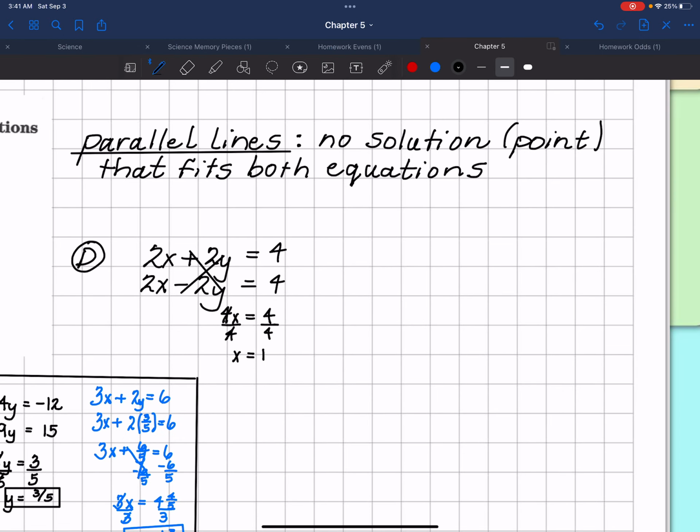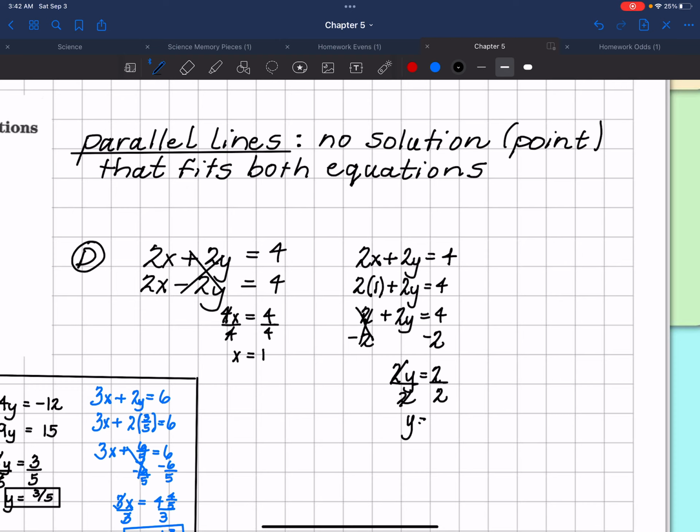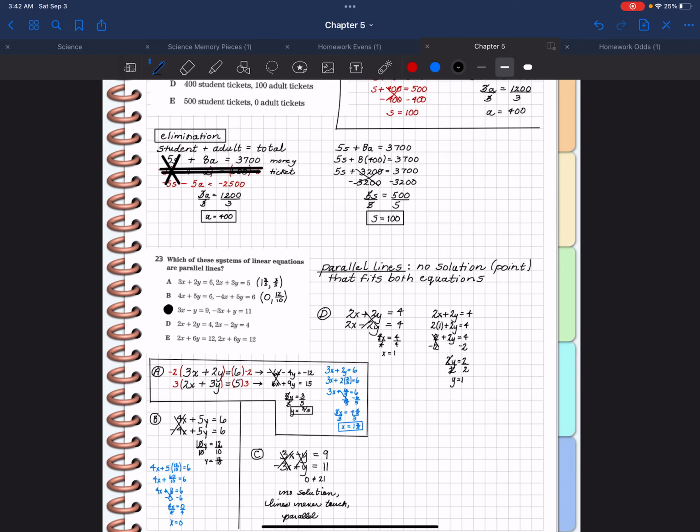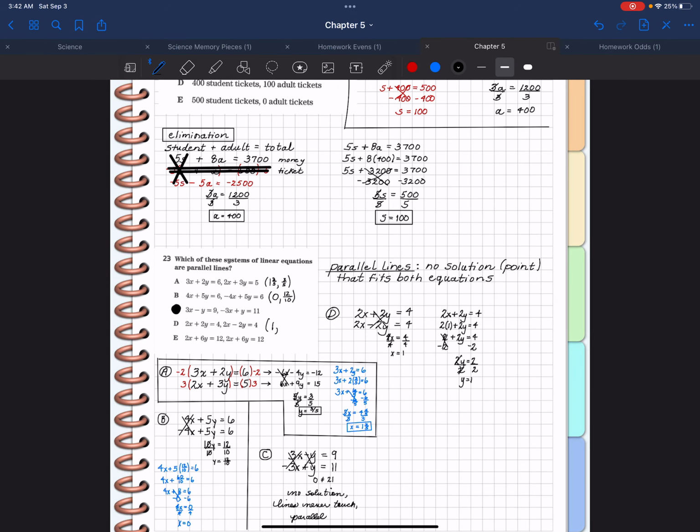And then the y component, just pick an equation. It doesn't matter which one. And plug in the x. So 2 plus 2y is 4. Minus 2, minus 2. 2y is 2. So y is also 1. But that's the solution to D. 1, 1.